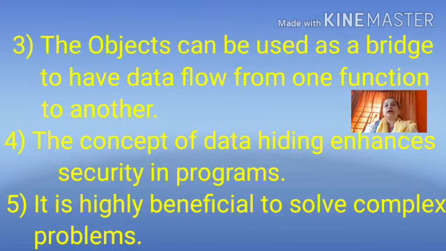The fourth, the concept of data hiding enhances the security in a program. There are access specifiers: public, private, and protected. If you want the data to be used by each and every one of the classes, then we use public. If we think the data should flow within the class and it cannot be used by other classes, then we use private. In this way we can use the access specifiers.